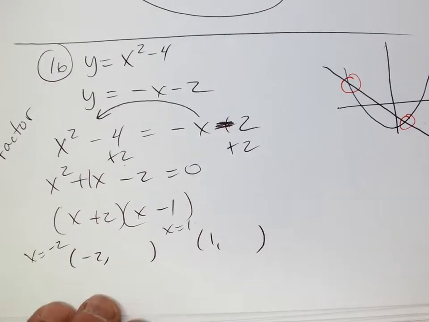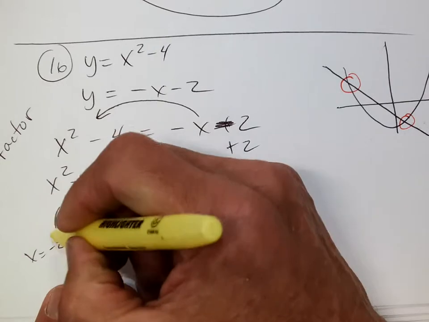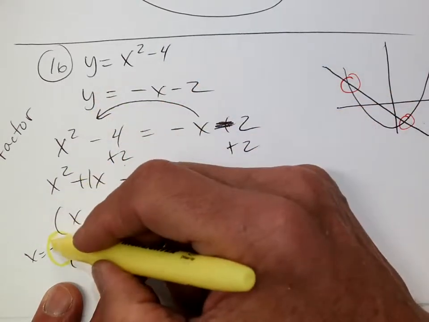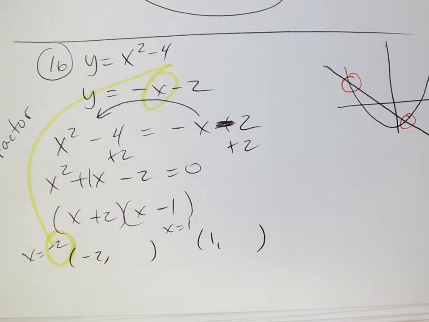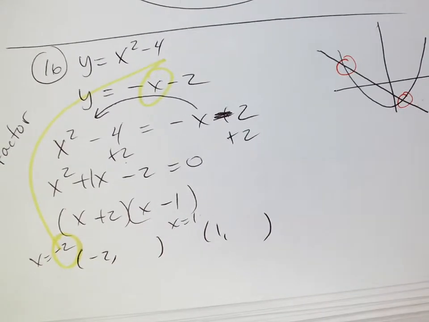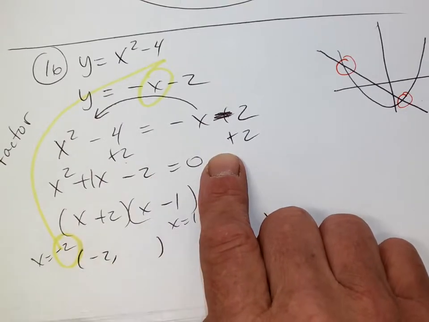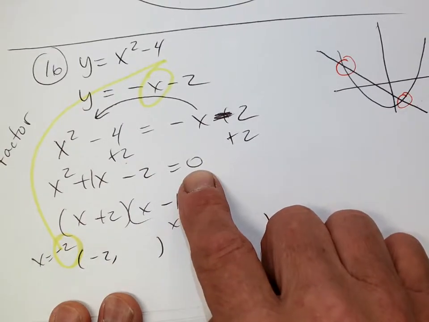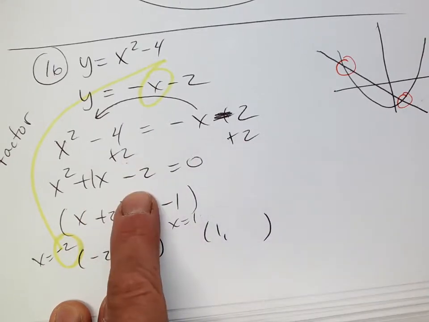Now, to get the corresponding values, I'm going to take these answers and plug them in. So to plug them in, what? I'm sorry. So what I did, Angel, is I set them equal. I needed it to equal 0 to factor, so I brought over the x and brought over the 2. Okay?